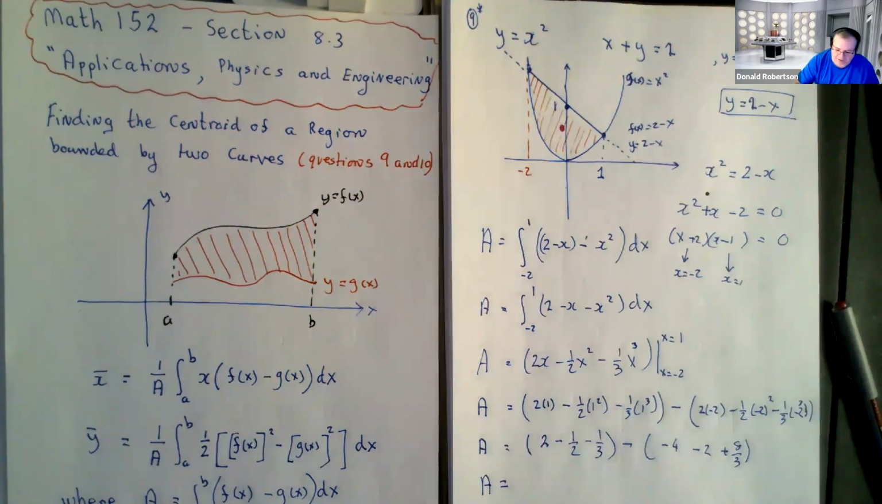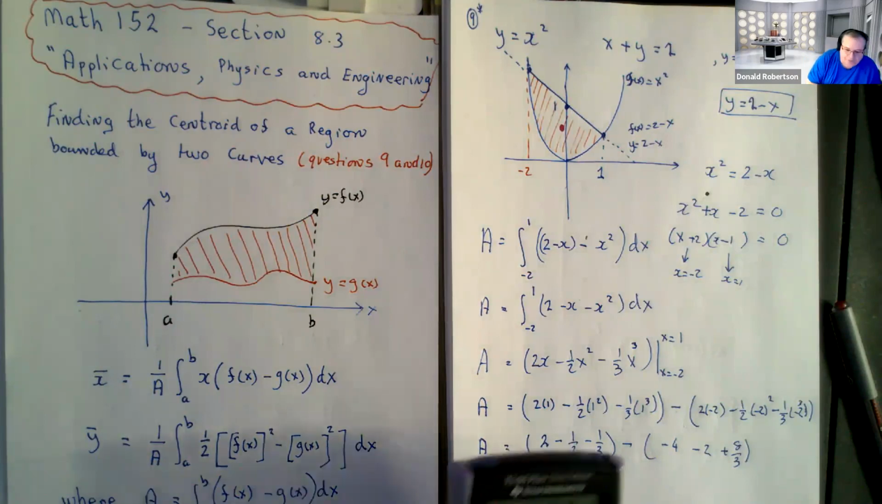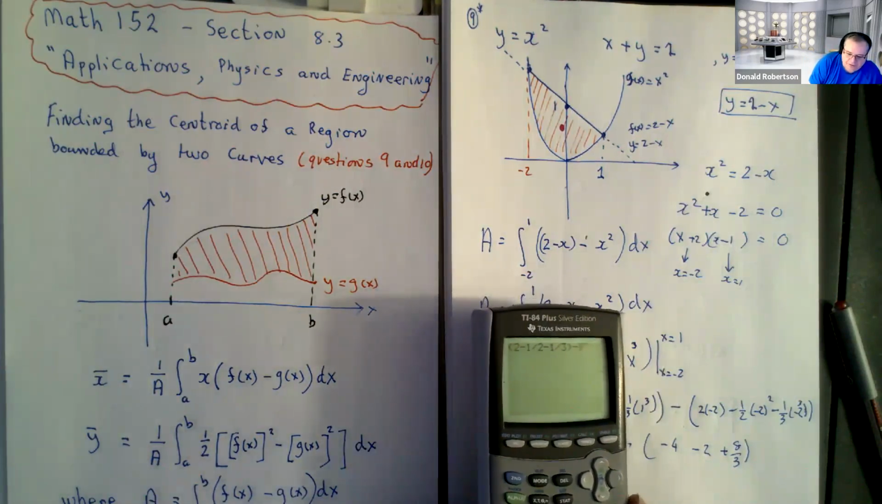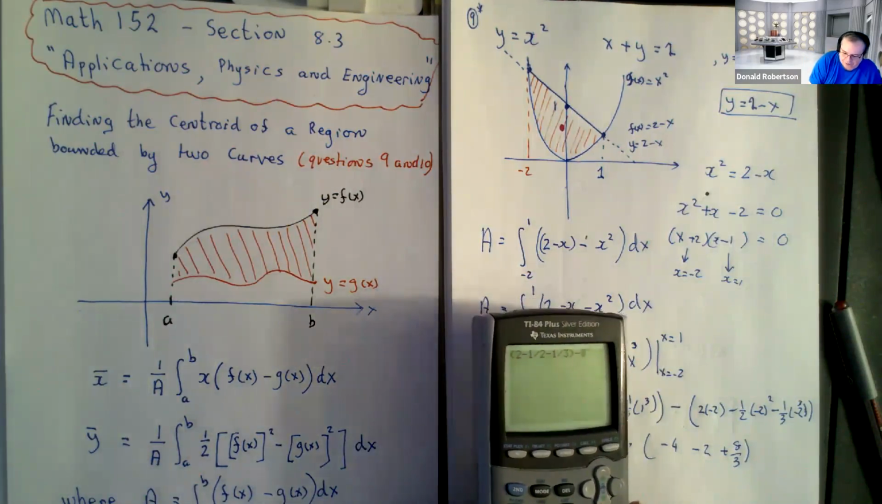So at this point, I'll get my calculator out and we'll see what we get. And since it is a physical area under a curve, it better be positive. And if it's not, then I know I've made a mistake. So 2 take away 1/2, subtract 1/3. Okay, that's the first lot. Subtract, I'm going to see it in my calculator. 2 take away a half minus a 1/3.